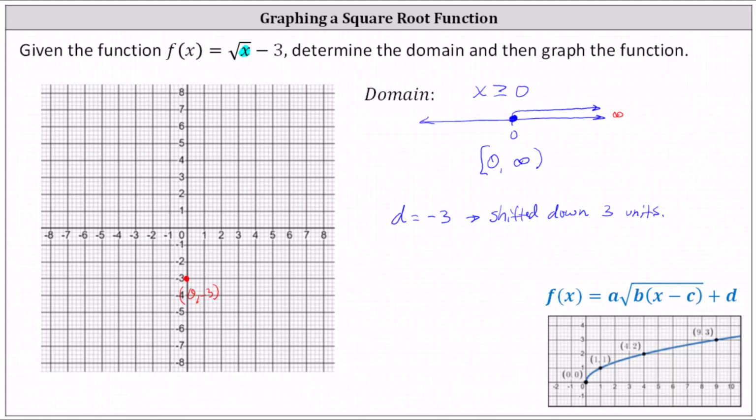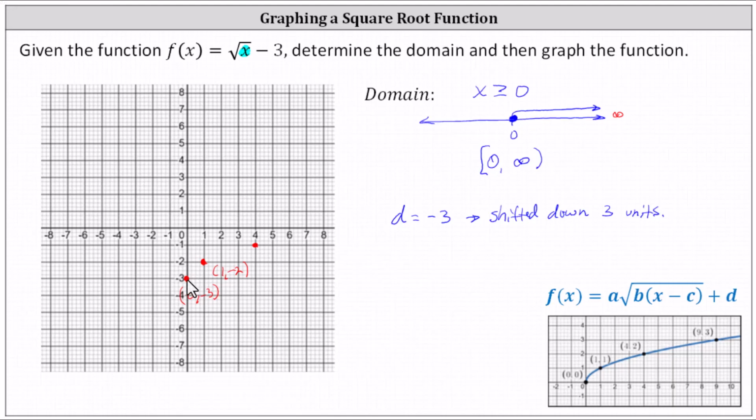For the point 1, 1, the corresponding point would be 1, 1 minus 3, or 1, negative 2. And for the point 4, 2, the corresponding point would be 4, 2 minus 3, or 4, negative 1. And the x value of 9 is off this coordinate plane, and therefore we won't use this fourth point, but we have enough points to make a nice graph of the given function f of x.